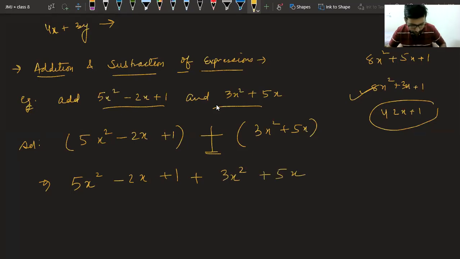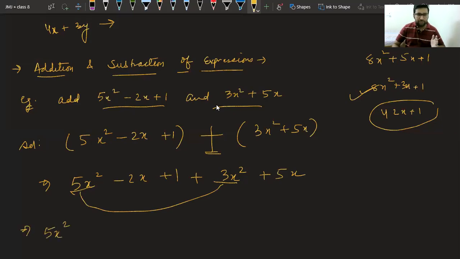Now tell me, what are the like terms? I don't go for the column method. My method is different. If you want to go for the column method, it is your choice. You can do that. First, tell me what are like terms. These two are like terms. I will write them together like this. Now tell me what are the like terms remaining. Minus 2x and 5x. Minus 2x plus 5x. What is left? Plus 1.